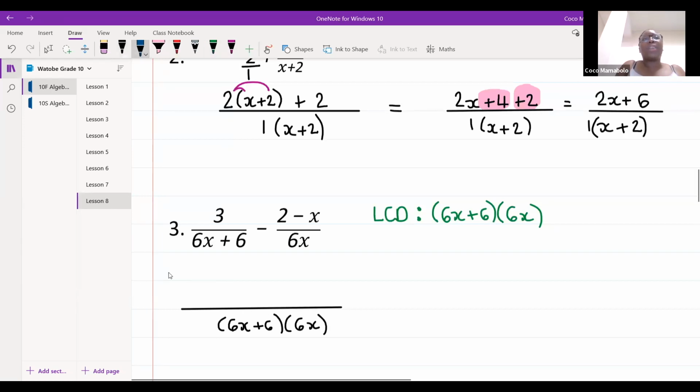Tell me, guys, what is missing from over here? From my LCD, what's missing over here? Funzo had 6x typed in because he knew I was going to ask. 6x is missing. And whatever I do to the bottom, I'm going to do to the top. So I'm going to take my 3 over here and I'm going to multiply it with 6x.